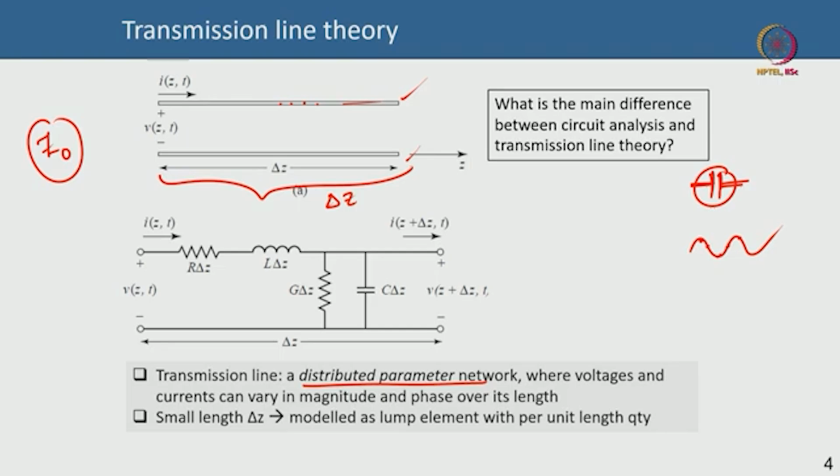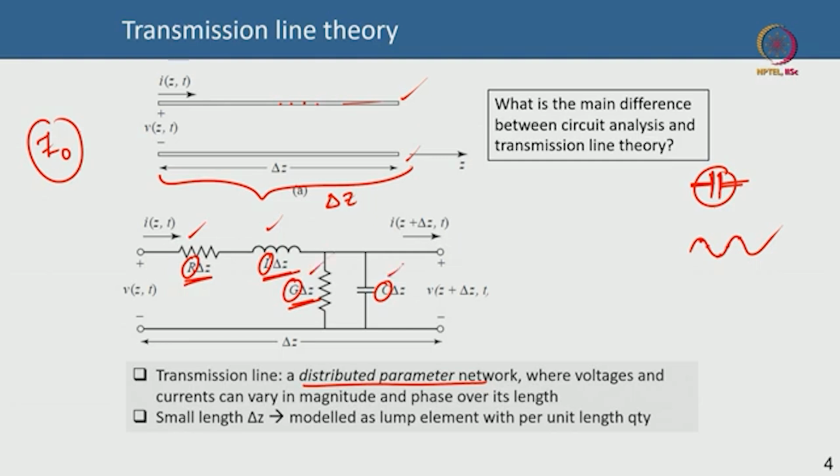For that, we have to take help of certain things. R is the resistance per unit length, L is the inductance per unit length, G is the conductance per unit length, and C is the capacitance per unit length of the transmission line of this particular segment delta Z. Now, if you multiply them with delta Z, then you get the total resistance, total inductance, total conductance, and total capacitance. You can see that inductance and resistance are in series, the conductance and capacitance are in parallel, as they should be.